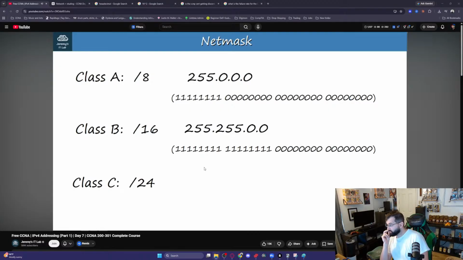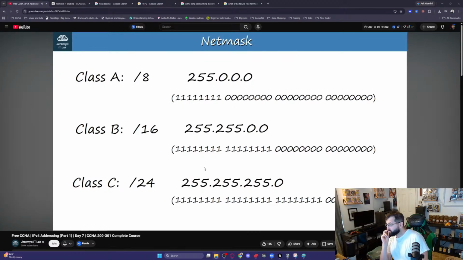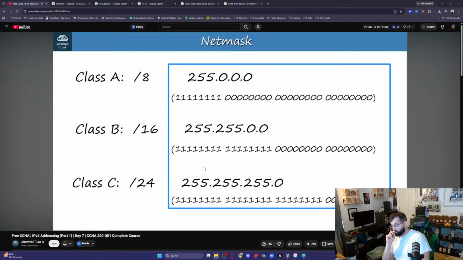Finally, what do you think the net mask of a Class C address is? It's 255.255.255.0, which is 3 octets of ones, followed by 1 octet of zeros, again written in dotted decimal notation. So these prefix lengths and these net masks are the same things, just written in different ways.